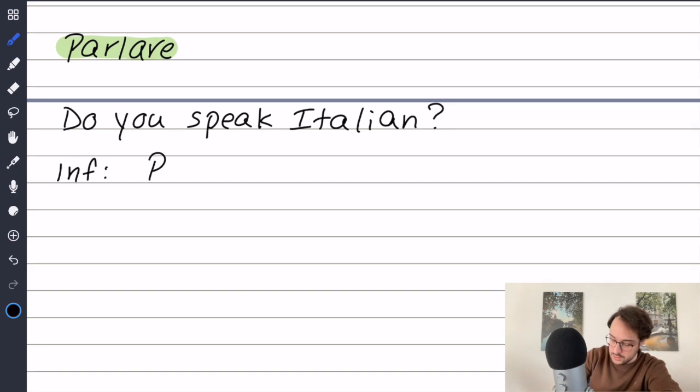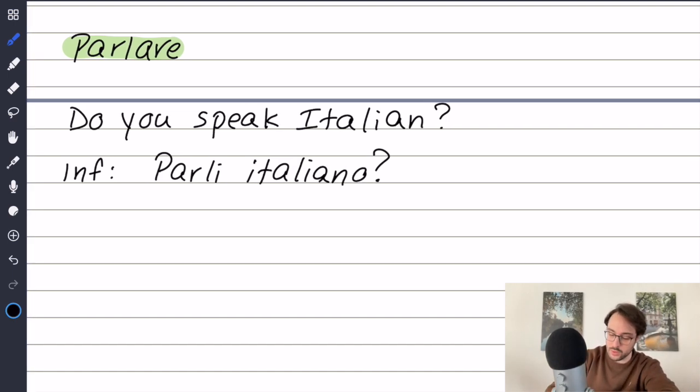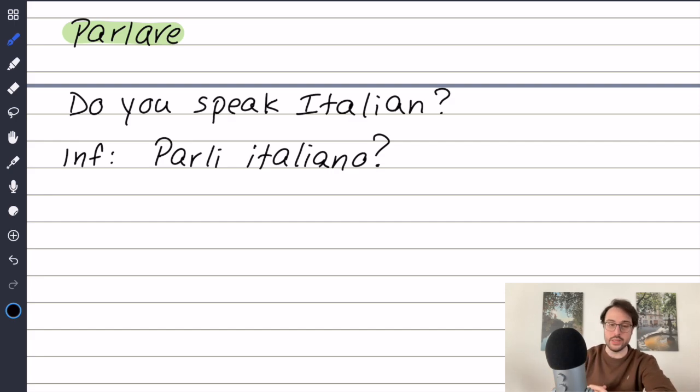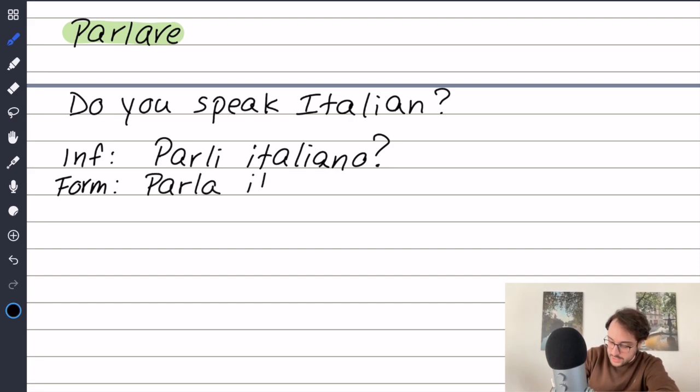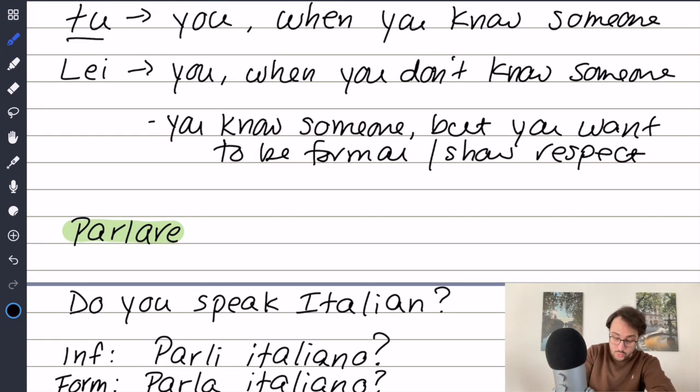Informal, you would say, parli italiano. You can also say parli l'italiano. You can put the definite article. When using the verb parlare, it's very common to not use it, especially in the spoken language, okay? So informal, parli italiano. If I'm being formal, I would say, I'm just writing shorthand here, I would say parla italiano.